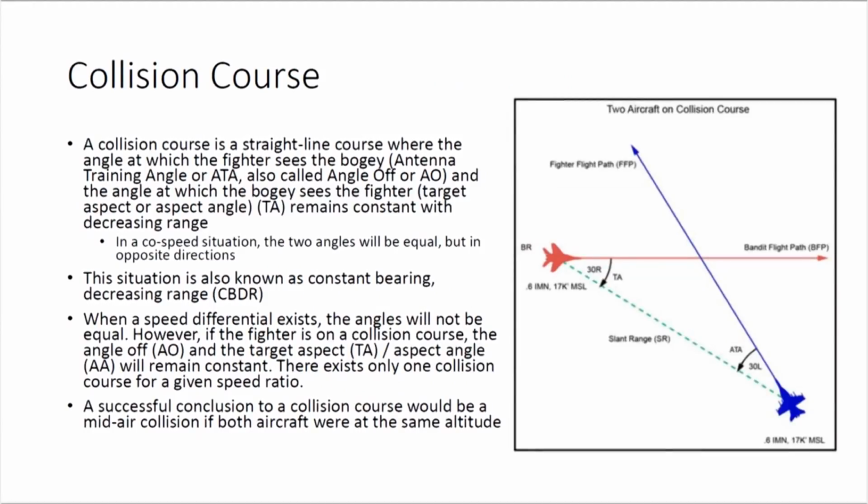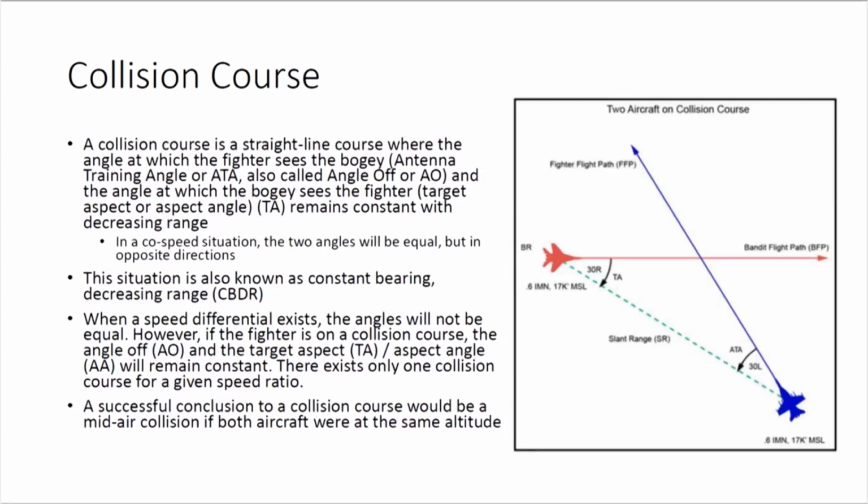So there are two angles that we're talking about when we talk about a successful or proper collision course. The one angle is the angle at which we, the fighter, see the bogey. And we call that the antenna training angle, or angle off. The other angle that we're talking about is the angle at which the bogey sees us. And that is what we call target aspect.